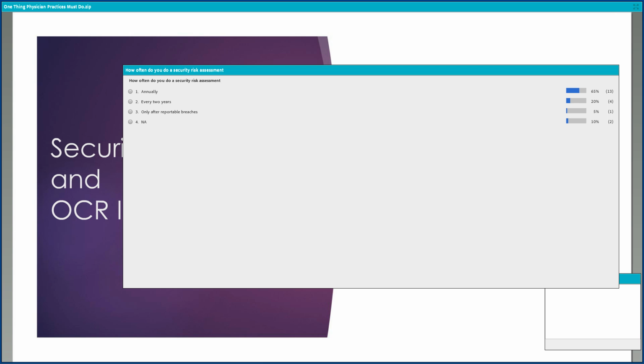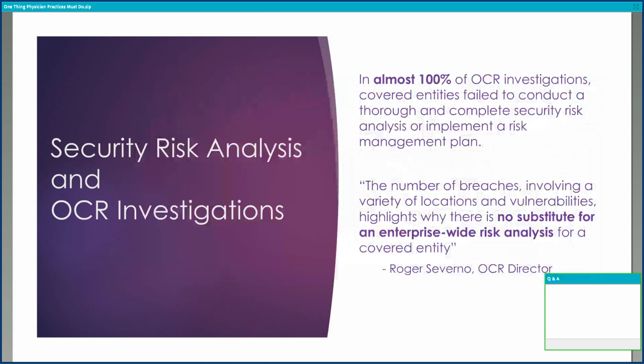It looks like the majority are doing a security risk analysis annually, and that is great. Cyber attorneys recommend at least every 2 years, so good job to everyone who's doing it annually.